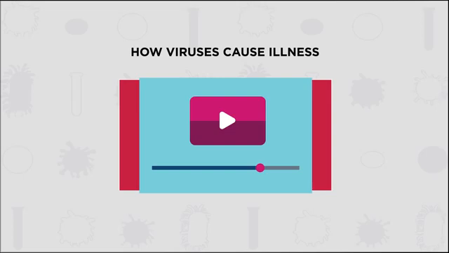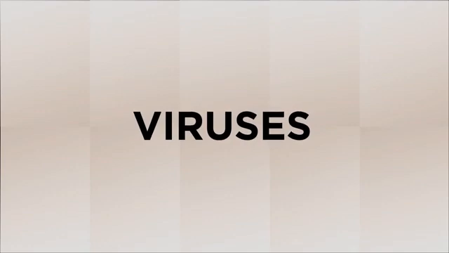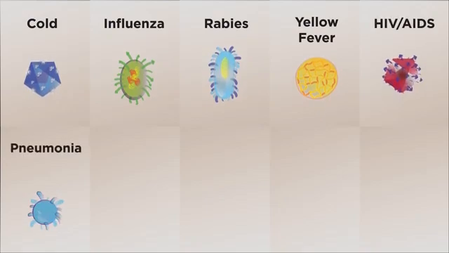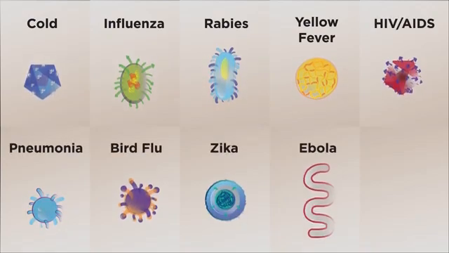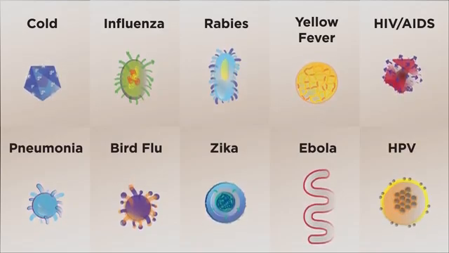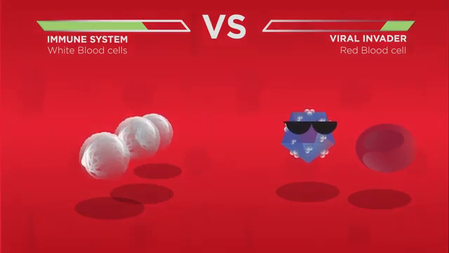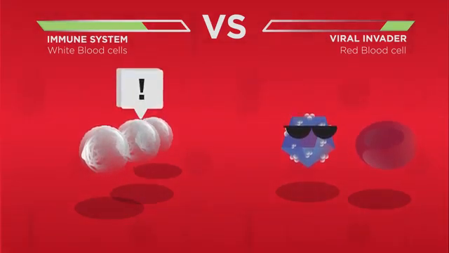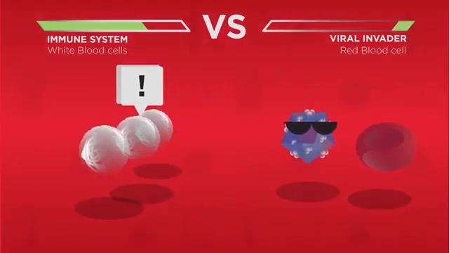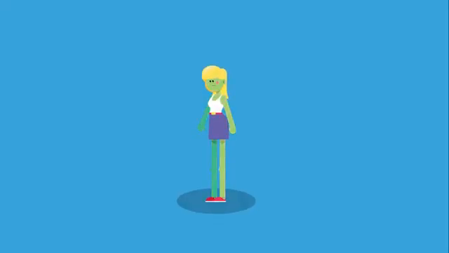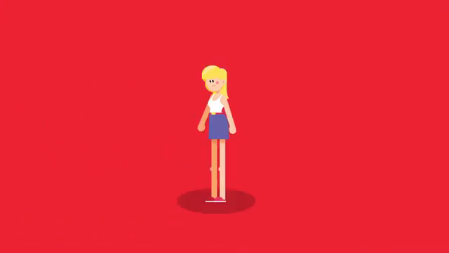Viruses cause many human diseases, including colds, influenza, rabies, yellow fever, HIV or AIDS, pneumonia, bird flu, Zika, Ebola, and the cancer-causing HPV. They are just a few examples. Fortunately, the human immune system is very good at dealing with viral invaders. Sometimes our immune system will recognize the virus as an intruder and will destroy the virus before it gains entry into a cell. Even after infection begins, our immune system destroys the virus and the person recovers. Sometimes the immune system cannot destroy the virus fast enough, and the virus can cause permanent damage or death.